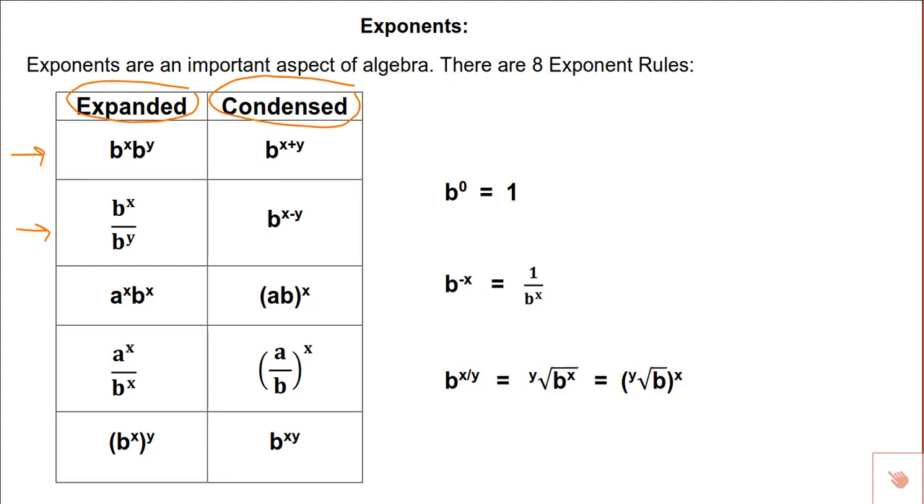However, if you have 2 different bases raised to the same exponent, like here we have a to the x times b to the x, you can put the 2 bases together into a single expression and raise it all together to the same exponent of x. And similar to the last one, if you have a to the x divided by b to the x, that's 2 different bases with the same exponent, you can put them together as the same expression, all raised to the power of x. So it's a divided by b, all to the x.